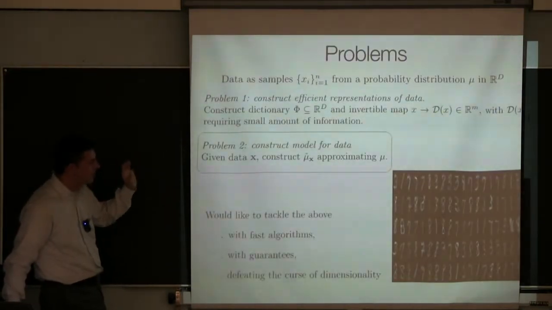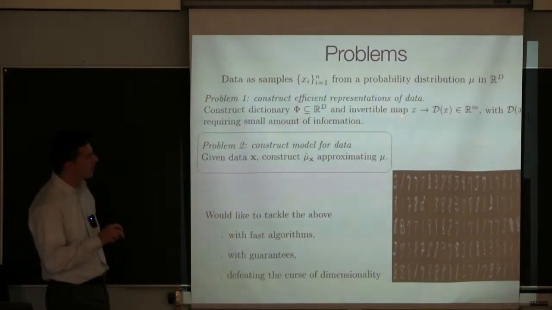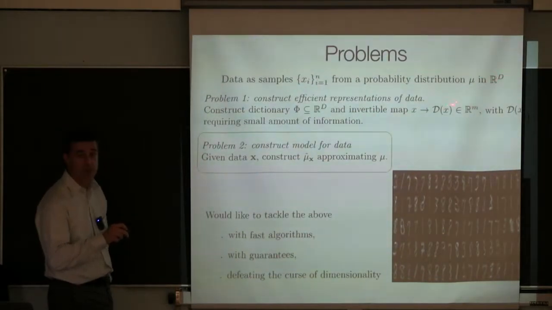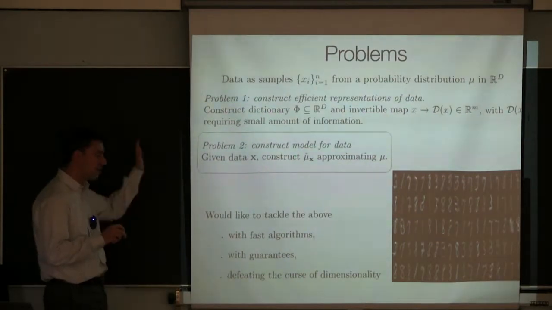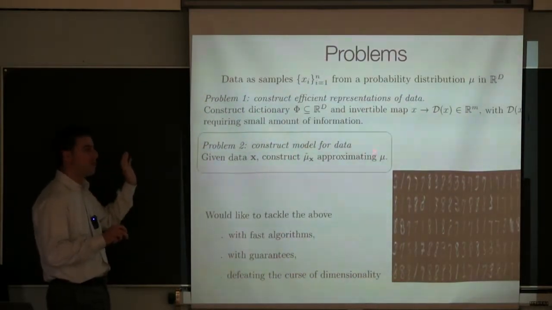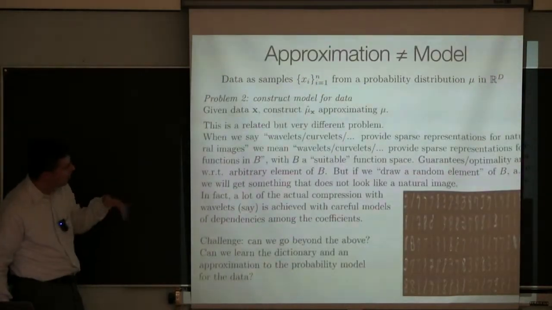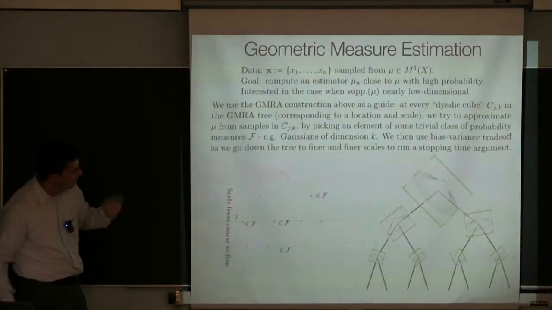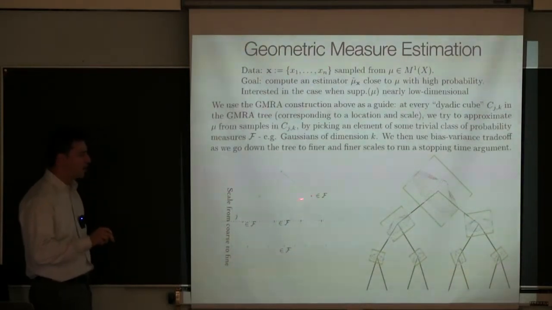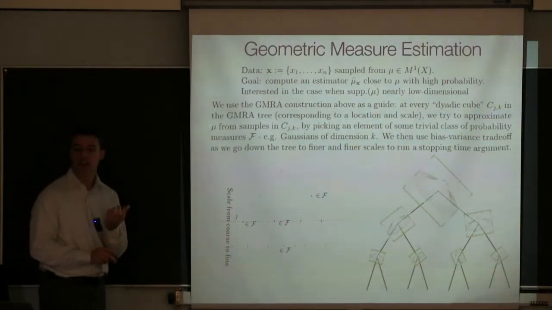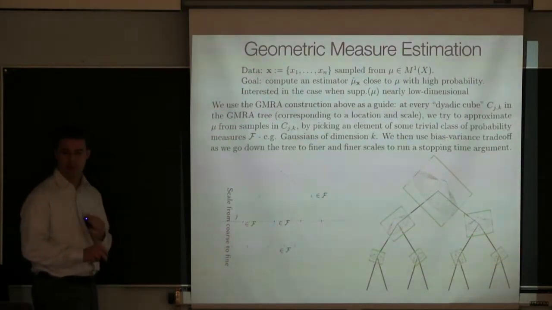And let me just give you the basic idea. So this is what I called problem 2 before, where instead of just efficiently representing the data, I want to represent the probability measure mu. So given data, I want to construct a probability measure in the crazy high dimensional space that is close to mu. And the way we do this, and the way it's connected to what I said here is the following. We construct a tree sort of as before. Before, in every node, we were constructing essentially a small dictionary. Well, instead of constructing a small dictionary, we're going to construct a trivial probability measure.